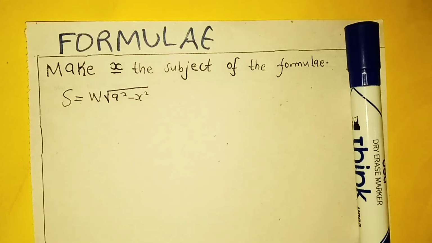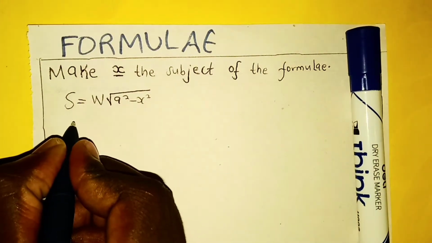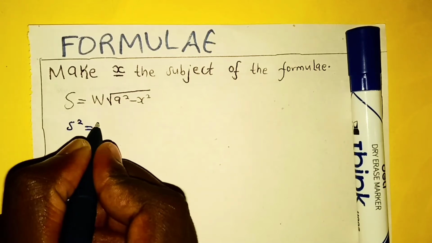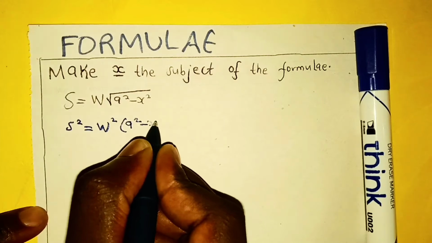Hello everyone, in this video we are going to work out a problem involving formula, and this is example number 2. Make x the subject of the formula. S is equals to w root of s squared minus x squared. Now the first step here, we have to square both sides of the formula. So we have s squared is equals to w squared times s squared minus x squared.